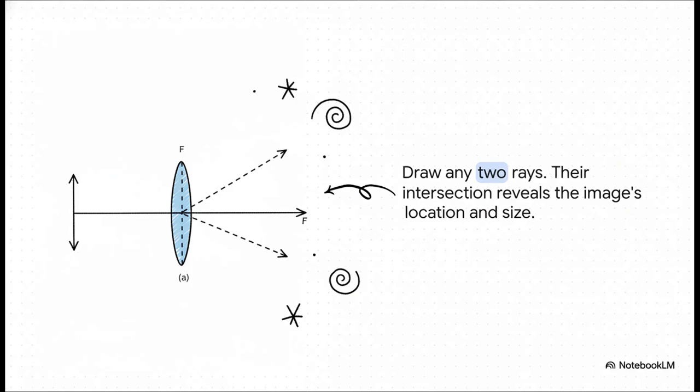Look here. You start at the very tip of your object, and you just draw those 2 rays we talked about. And you see where they cross, where they meet up on the other side of the lens? That is exactly where the tip of your image will be. It's like a perfect drawing that confirms exactly what the math formula was telling us.